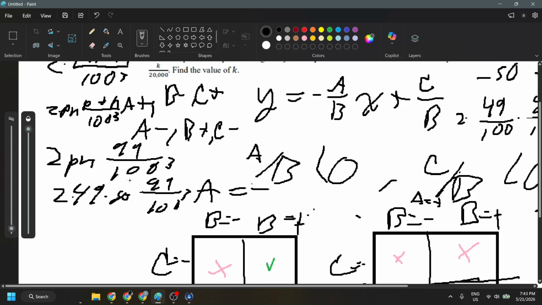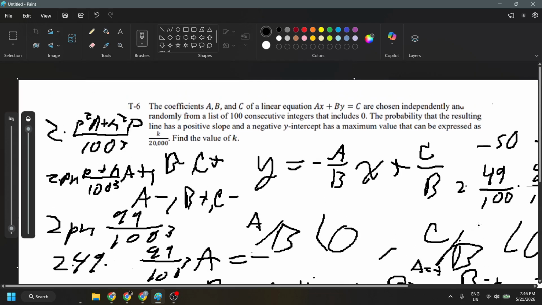Since we have 100, how many positive and how many negative are there? There's gonna be, sorry about that, I got interrupted.